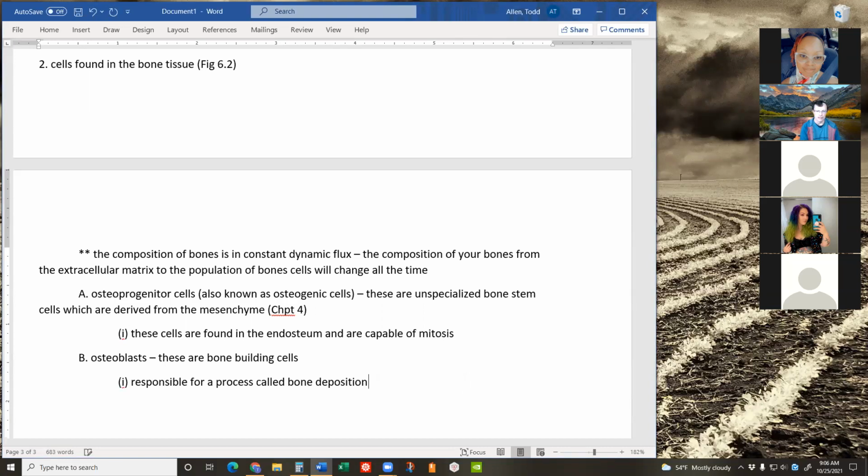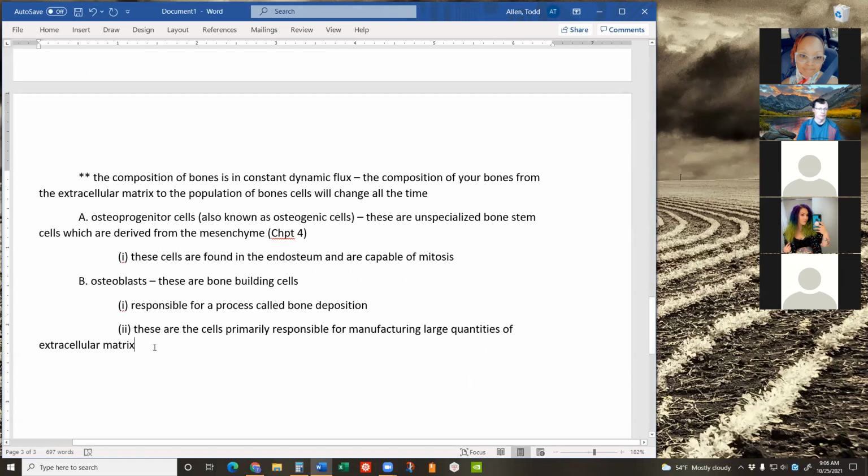Okay. These are the cells. Let me put that as a separate bullet point here. These are the cells primarily responsible for manufacturing large quantities of extracellular matrix. Okay. Question in the chat window.